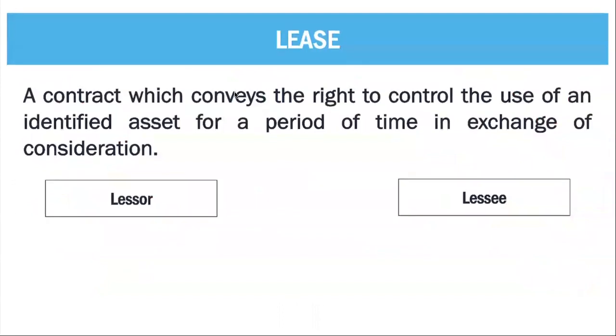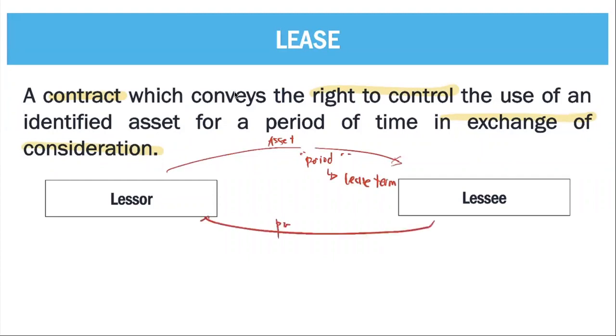So first, what is a lease? A lease is a contract which conveys the right to control the use of an identified asset for a period of time in exchange of a consideration. So the lessor will exchange an asset which the lessee will use for a certain period. This period of time is known as your lease term, and the lessee will pay for a consideration. This consideration is known as your lease payment, right?